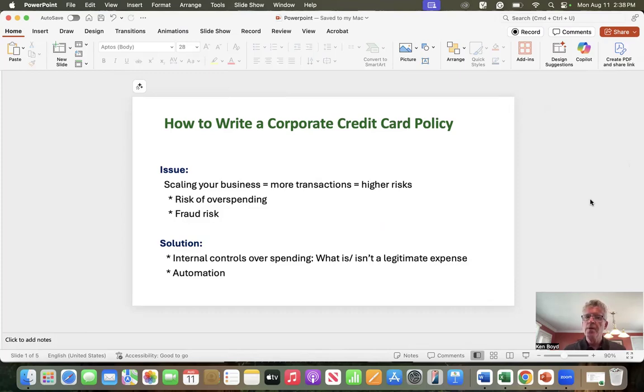risk. The solution to this is internal controls over spending and finding out, most importantly, what is and isn't a legitimate expense. And as we'll see toward the end here, you can really accomplish this by automation.